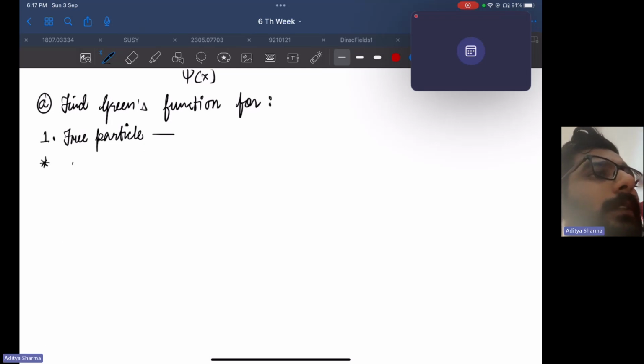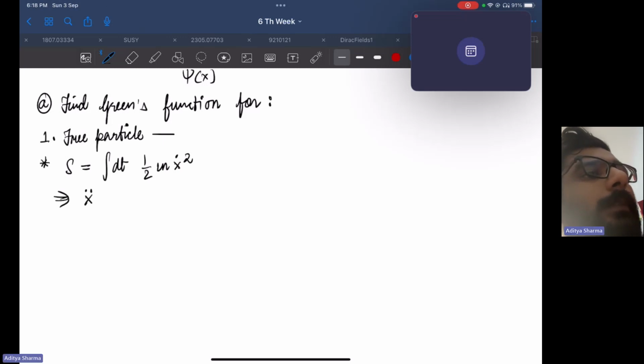So there is a catch here. If I were to write the action for a free particle in one dimension, it's nothing but the integral of dt half m v square, which is x dot square, which will just give me x double dot is equal to 0, which means d square x by dt square is equal to 0.